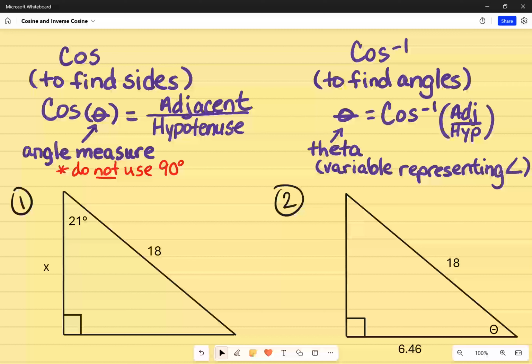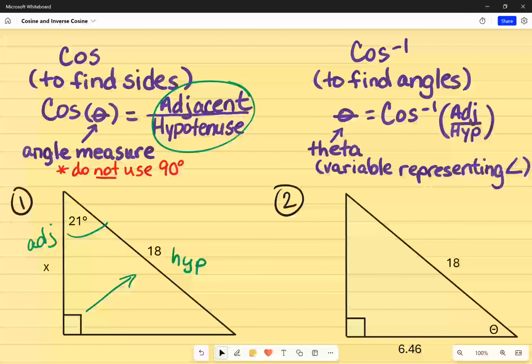For example 1, I want to first go ahead and identify my sides. Directly across from my right angle symbol is going to be my hypotenuse, and the angle that I'm working with is angle 21. What's next to it is known as my adjacent side. That is what my formula actually asks for.